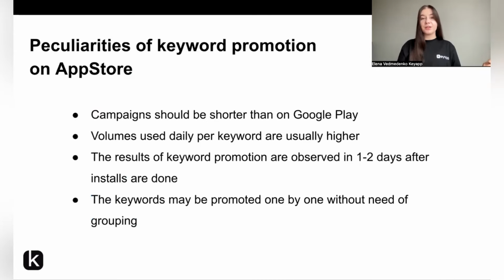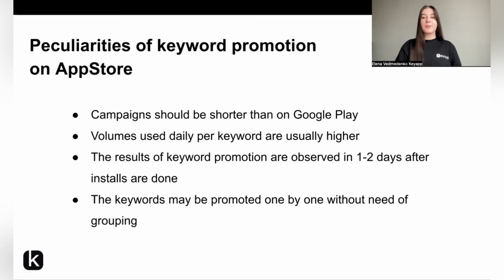And some peculiarities of keyword promotion on App Store, actually we talk about this a lot in different videos, but still when we are talking about iGaming niche, the rules are the same. First of all, the campaigns on App Store should be really shorter than on Google Play. When we work with Google Play, we may set the campaigns for 6-7 days minimum, but working with App Store, 1-2 days may be enough, and you already will see the increase in the ranks.